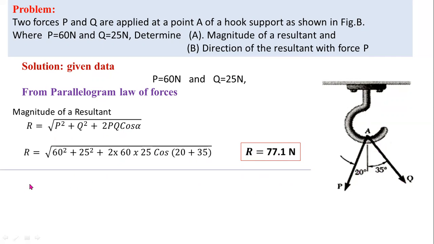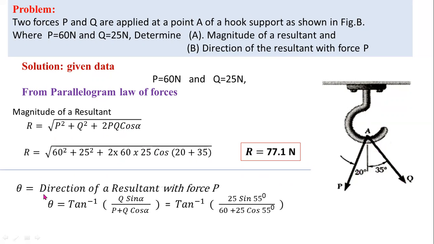Now theta is the direction of the resultant with respect to the force P. This is the formula for determining the direction of the resultant. Here Q equals 25 newtons, P equals 60 newtons, and alpha equals 55 degrees. Now the angle theta equals 15.4 degrees.